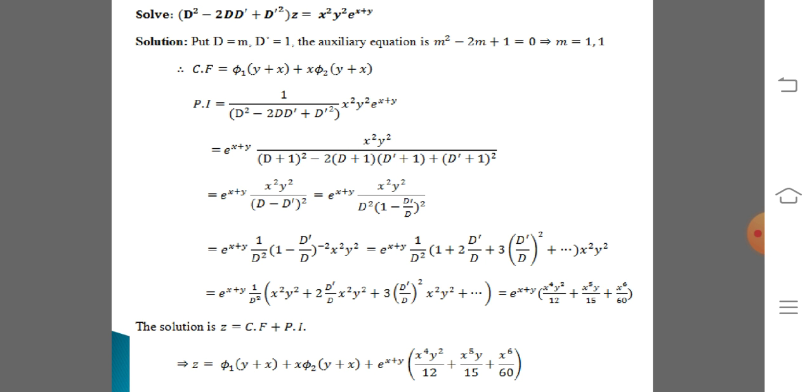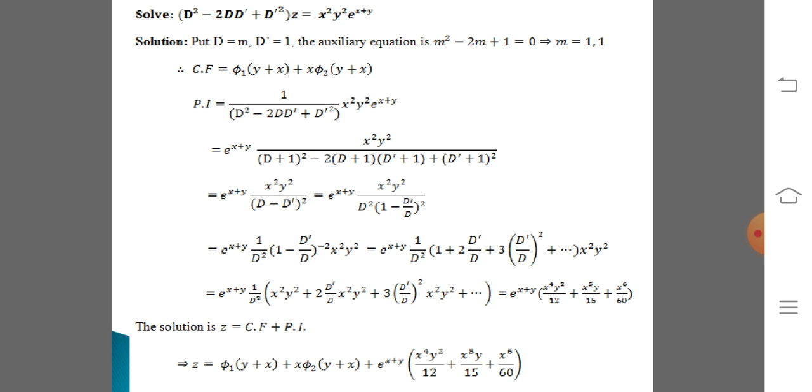Now, you take x square y square inside the bracket, we get e power x plus y into 1 by D square into 1 into x square y square is x square y square, plus second term is 2 D dash by D x square y square, plus third term is 3 (D dash by D) whole square into x square y square plus etc. So, look at the terms one by one inside the bracket.